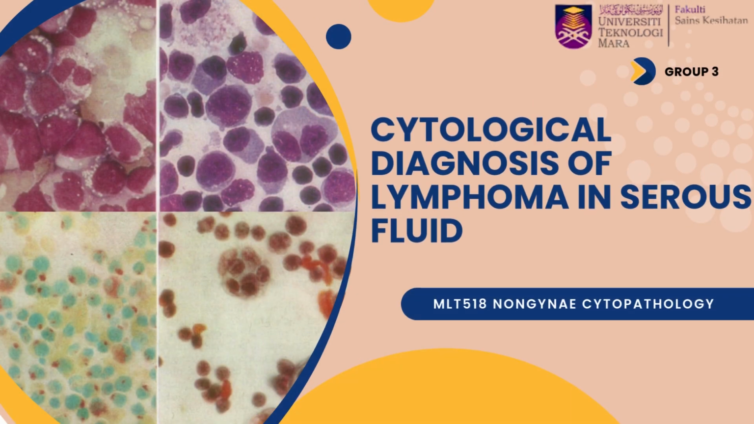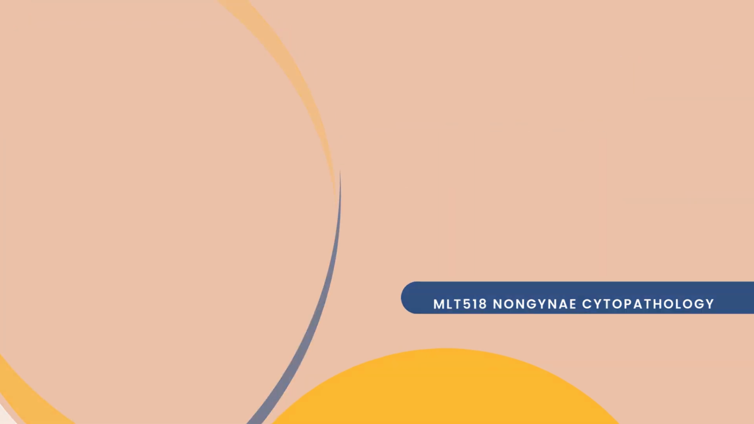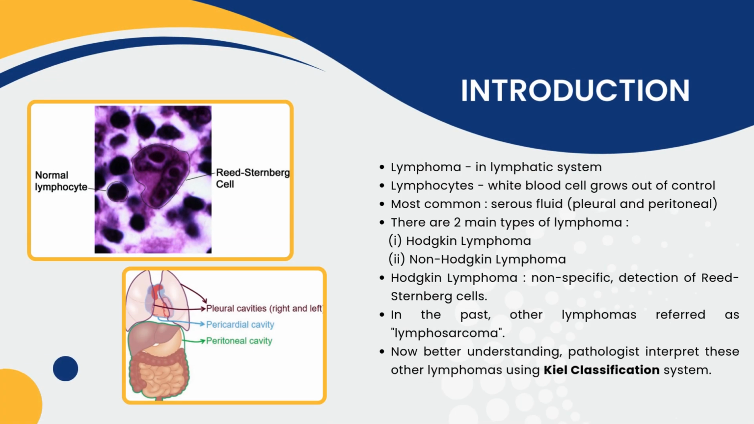This video is about the cytological diagnosis of lymphoma in serous fluid. Lymphoma refers to a type of cancer that begins in the lymphatic system. Lymphoma develops when white blood cells called lymphocytes grow out of control. Pleural and peritoneal effusions are common in lymphoma. Meanwhile, pericardial effusions are rare.